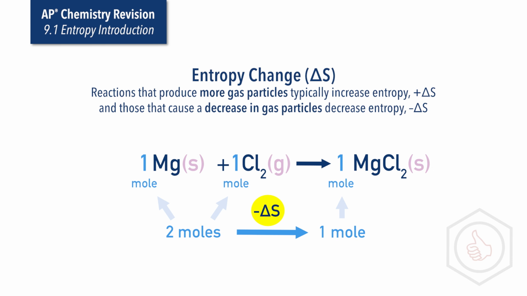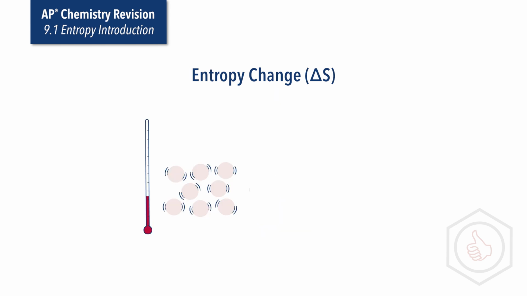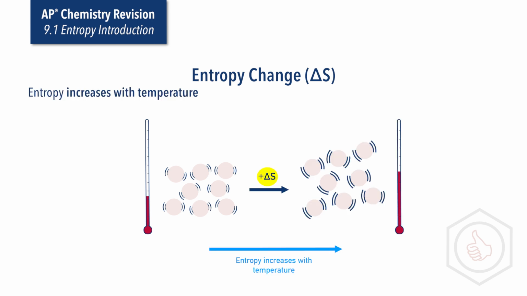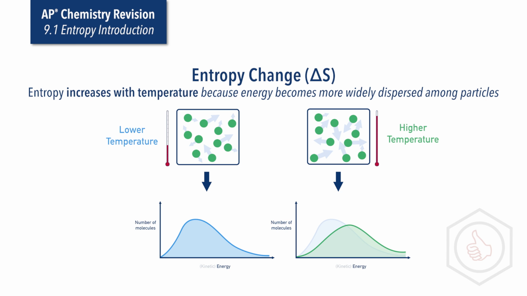According to the kinetic molecular theory, KMT, covered in topic 5.5, entropy increases with temperature because energy becomes more widely dispersed among particles. As temperature increases, particles gain kinetic energy and move faster. This leads to a broader distribution of molecular energies as shown in Maxwell-Boltzmann distribution curves. The wider spread of energy amongst particles means the disorder increases, resulting in a greater entropy. So entropy increases with temperature.